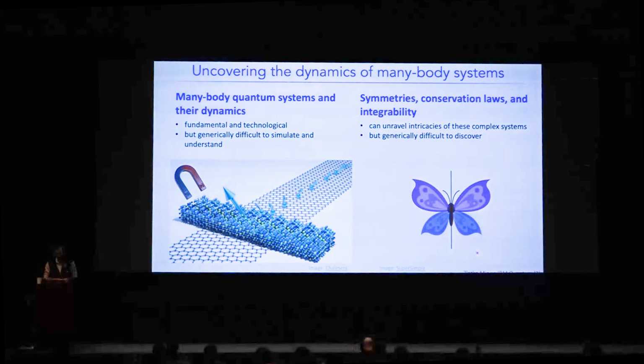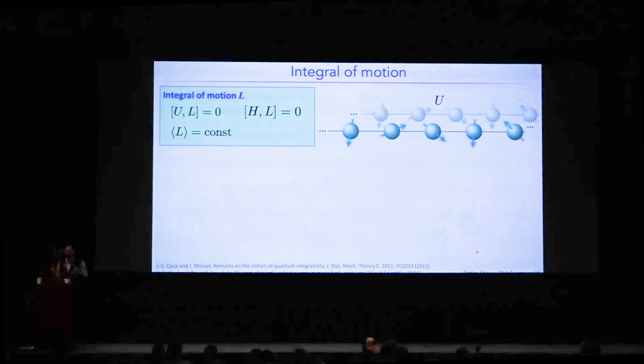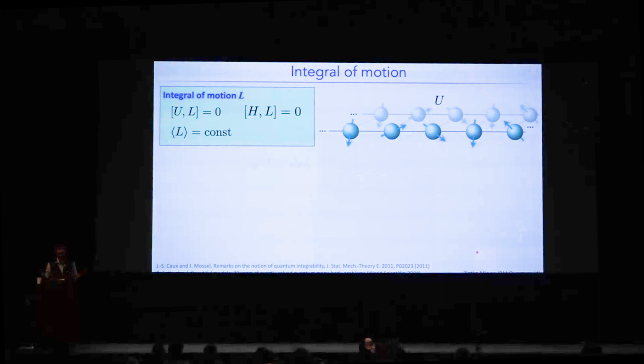Unfortunately, this task of finding such conserved laws or integrability is inherently challenging, and even proving the existence of such quantities is oftentimes shown to be an undecidable and intractable problem. To make things a little bit more concrete, imagine you have a spin system on some lattice that's undergoing dynamics under a unitary U, some time propagator.